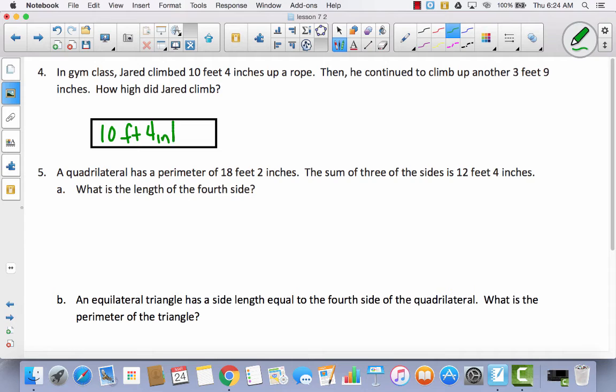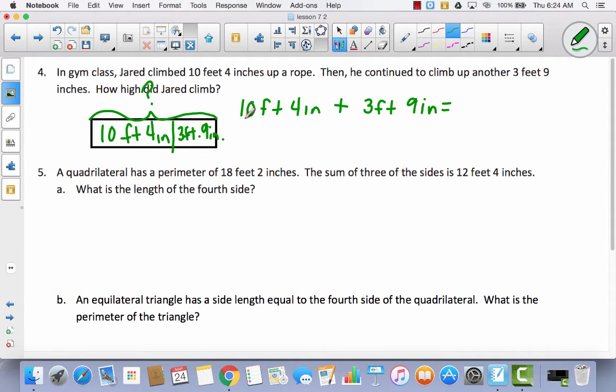And then he climbed another 3 feet 9 inches. And I want to know, how high did he climb? So that means I'm trying to figure out how much this is altogether. So what would I do with these numbers to find a total? Well, I would add them, right? So let's go ahead and write our number sentence. I have 10 feet 4 inches plus 3 feet 9 inches. I want you to try to solve this all by yourself and then come back and let's check together.